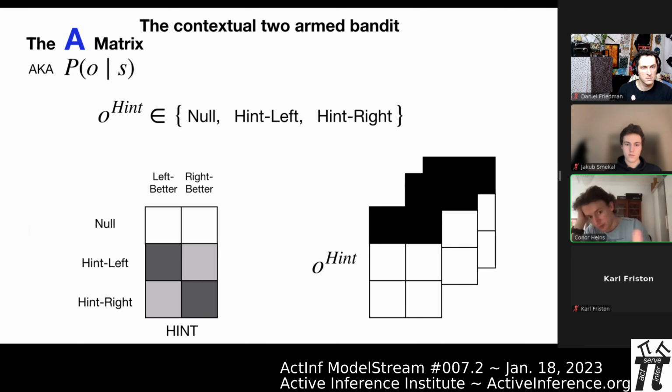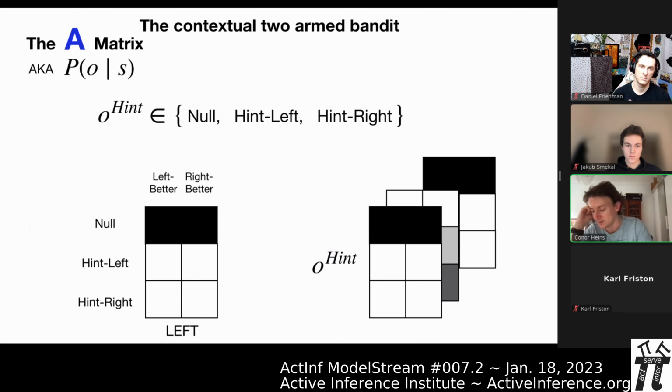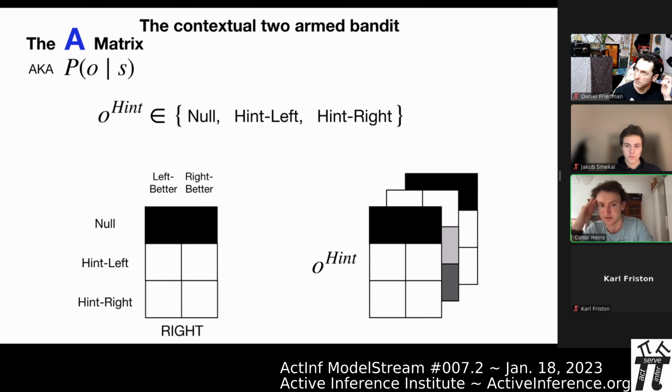So briefly, what we're seeing here, in grayscale, where darker colors mean more probability: if the left machine is better, that's the context, then the agent is more likely to see the hint left observation. And if the right machine is better, they're more likely to see the hint right observation. So this slice of the A matrix is what gives those observation levels their meaning. The very reason they're called hint left and hint right is just because of the diagonal structure in this slice of the matrix. And then finally, for the other states, if I'm playing the left or the right machine, I'm never getting any informative observations from this modality.